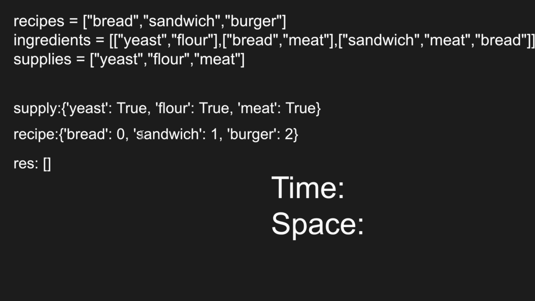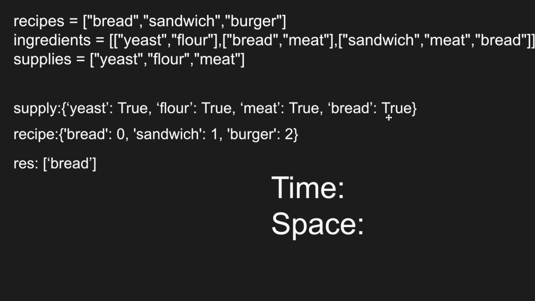So let's go over this example real quick. We'll start with bread, and if we look into bread, we see that it requires yeast and flour. Yeast and flour are both in supplies, so we can make bread. So we can add bread to result, and since we can make bread, we will also add bread to supply. Now we look at sandwich. We see that it needs bread and meat. Meat is in supply, bread is also now in supply, so we can add sandwich to result. Now we look at burger. Burger requires sandwich, meat, and bread, and they are all available, so we can add that to the resulting array as well.